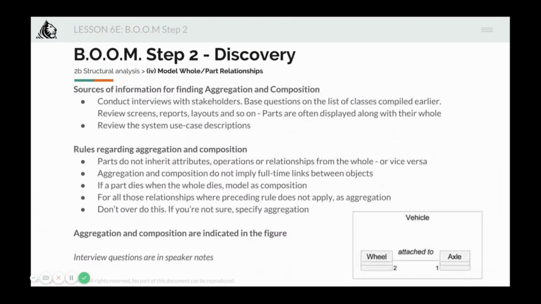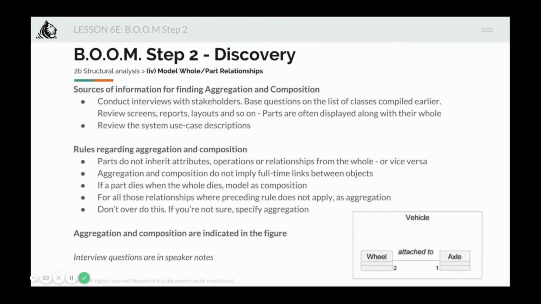So what are some of the sources of information for finding aggregation and composite aggregation? Well, like most answers, I will say conduct interviews with stakeholders. Base your interview questions on the list of classes you compiled in the previous steps. A guide to questions is right here. You can also discover whole part relationships by reviewing screens, reports, layouts, and so on. Parts are often displayed along with the whole to which they belong.